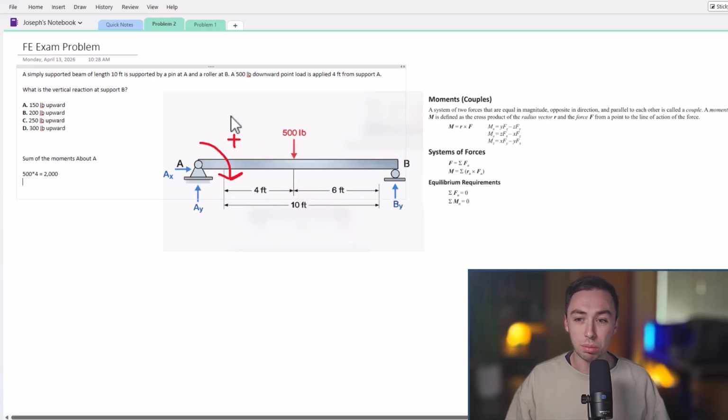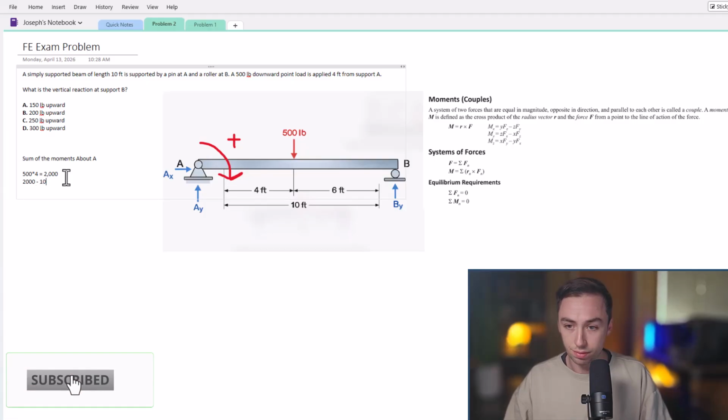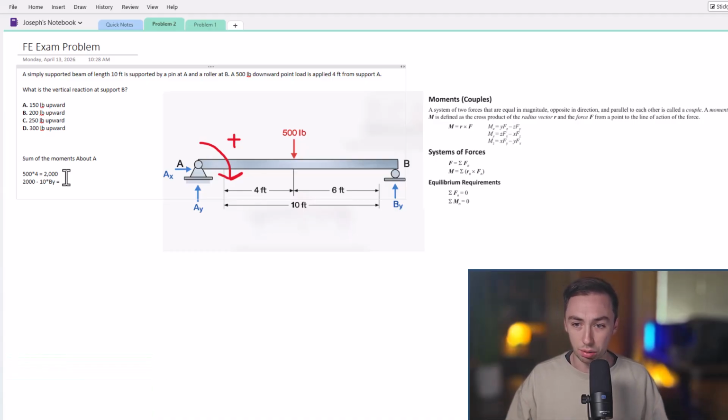Now, B sub Y is going to be reacting upwards, right? So that's going in the opposite direction of what we assumed here. So we got to keep the signage consistent. So we have 2,000 minus 10 times B sub Y equals 0 because it's static, correct?